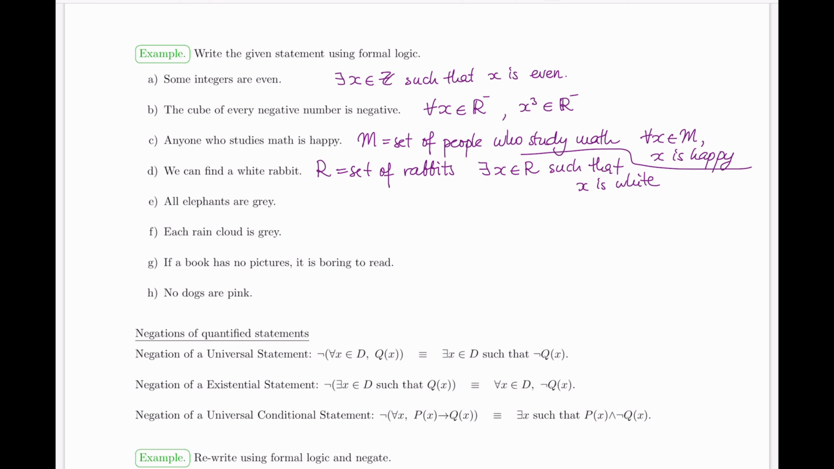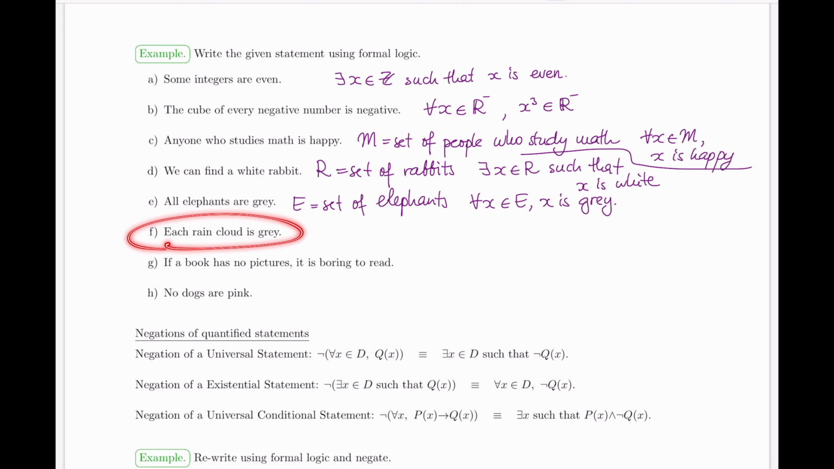There we go. All elephants are gray. We have "all," so this indicates the universal statements. Now, it's about elephants, for which I still don't have the actual set defined. So first, I'm going to say that E is going to be a set of elephants. And then all elephants are gray. For all x in the elephant set, x is gray.